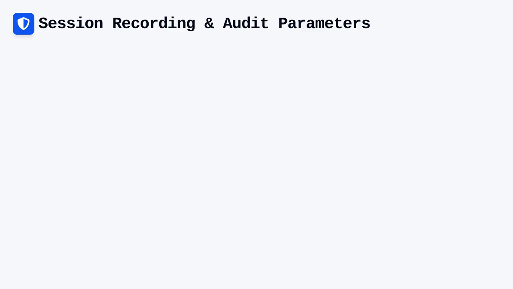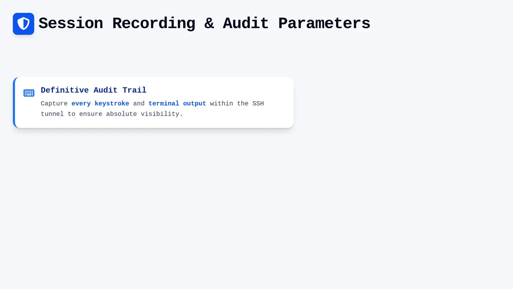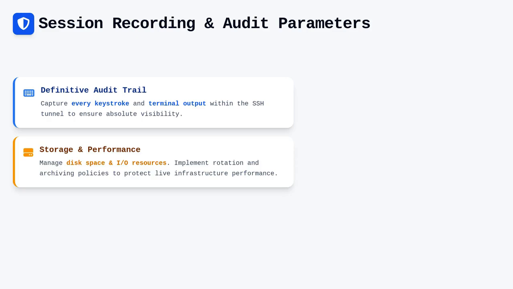Beyond command control, the session recording parameters serve as the definitive audit trail for all activities occurring within the proxied SSH tunnel. You must define keystroke capturing and terminal logging settings to ensure that every character input and output is captured and sent to the vault storage area. Careful consideration must be given to storage allocations and remote locations, as high-frequency session recording can consume significant disk space and I/O resources on your vault servers.